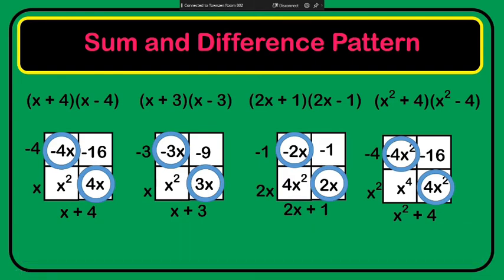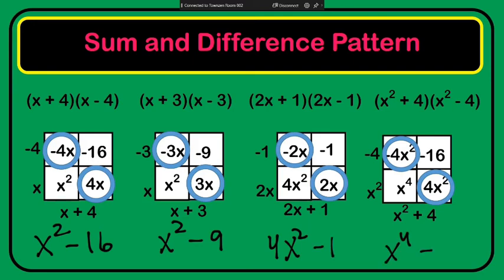So our answers: x squared minus 16, because the negative 4x and positive 4x add up to 0. X squared minus 9, because the negative 3x and the positive 3x add up to 0. 4x squared minus 1. And x to the fourth minus 16. Notice that the product of the sum and difference always comes out to a binomial, and there's always a negative sign in between.